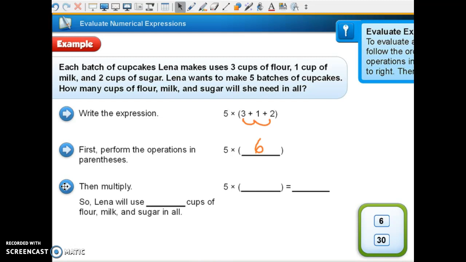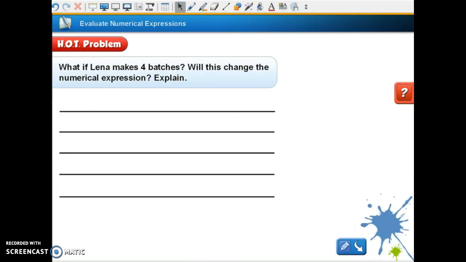Then multiply. 5 times 6 is equal to 30. So Lena will use 30 cups of milk, flour, milk, and sugar in all. So our question below that is, what if Lena makes 4 batches? Will this change the numerical expression?